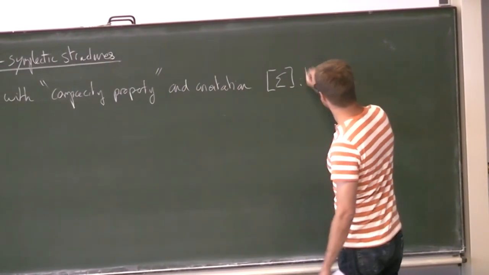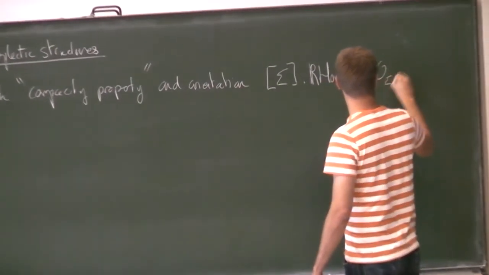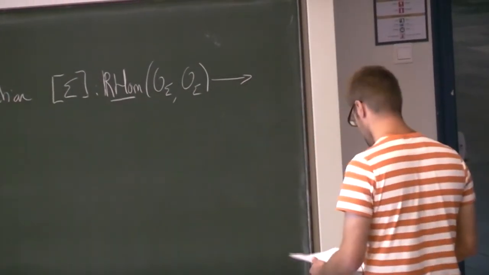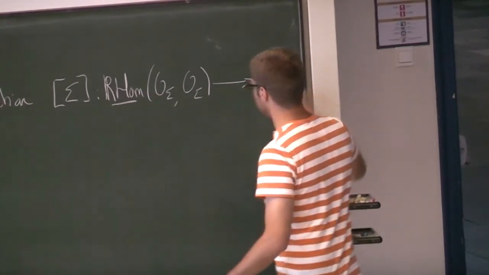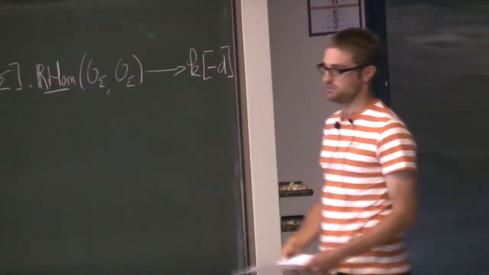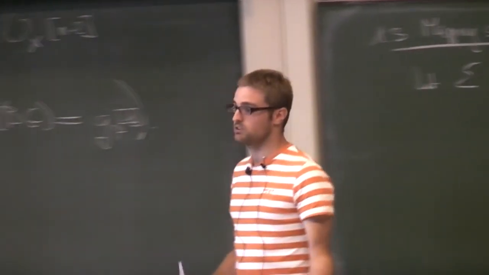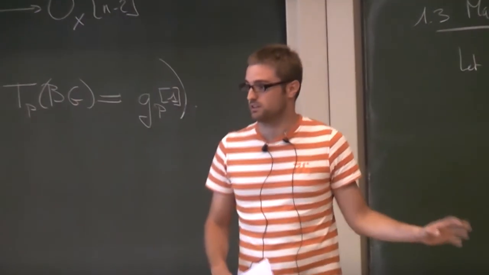And for those who are used to these kind of things, you just look at endomorphism of O sigma, and there should be a trace on this guy. It should take value in the ground field, and it will be a d-orientation if it takes values in K shifted by minus d. Anyway, it's a kind of gadget on which you have an integration theory, and integrating has degree minus d. That's the idea.